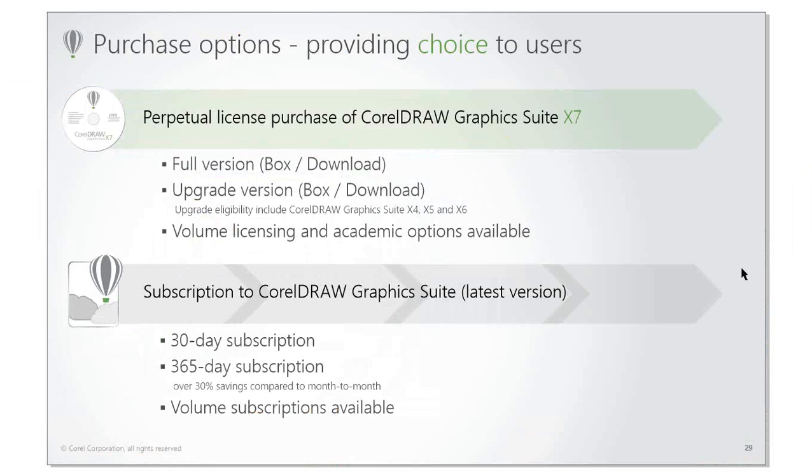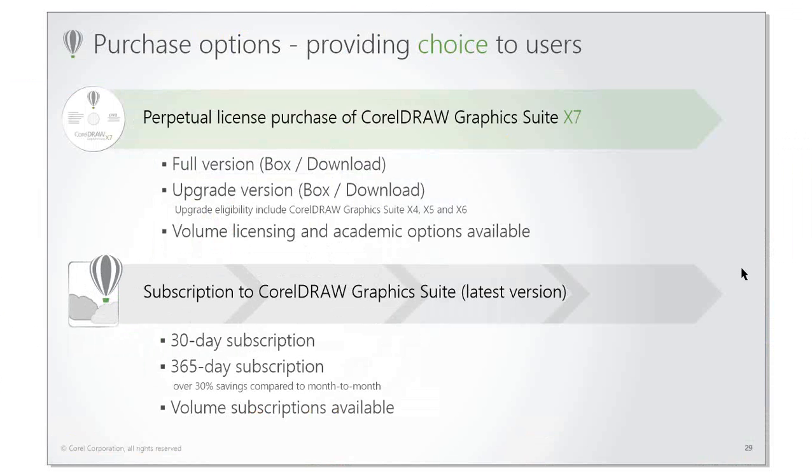If you own X4, X5, or X6, you are eligible to purchase the upgrade of CorelDRAW Graphics Suite, else the full version, if you're new to CorelDRAW, the full version is also available as a perpetual license if that's what you want. We're also offering you the choice to subscribe to CorelDRAW Graphics Suite either on a 30-day basis or 365-day basis. But from our perspective, it is your choice. It is for you to be able to decide which way you want to license the product, and that's why we're offering you the options one way or another to go the way you want.